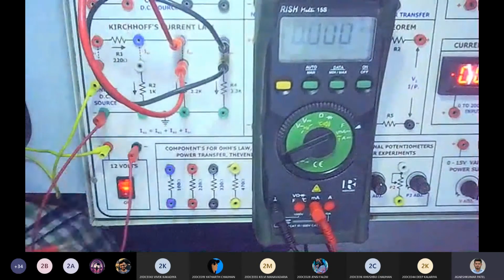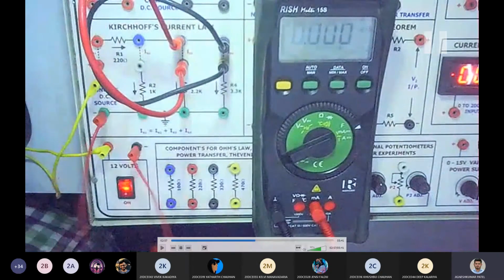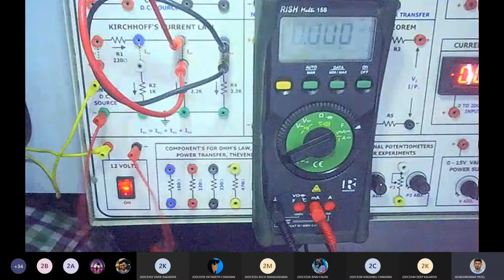Now I want to measure the current in this 1 kilo ohm resistor. So what I have to do, I have to remove this existing line because the current is always measured in series. So an ammeter is always connected in series with the item, which in this case is a resistor. So I have to first open this connection and then I can measure the current by connecting a meter at this point. But before that I have to complete the circuit.